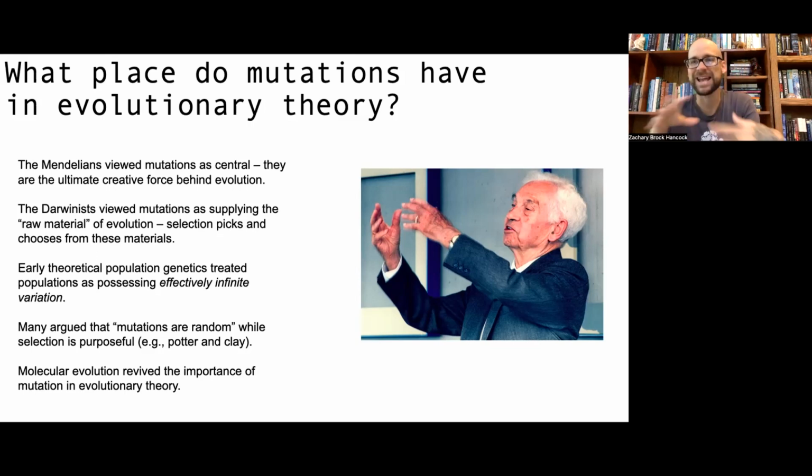And the analogy that is often used here is the potter and the clay. That mutations are the clay, and then selection is the potter wielding and shaping complexity out of that clay. And so this, again, led to a setting aside of the mutational process itself as very important in evolution, because, again, it was just assumed that it was constantly providing ample variation for selection to act on.